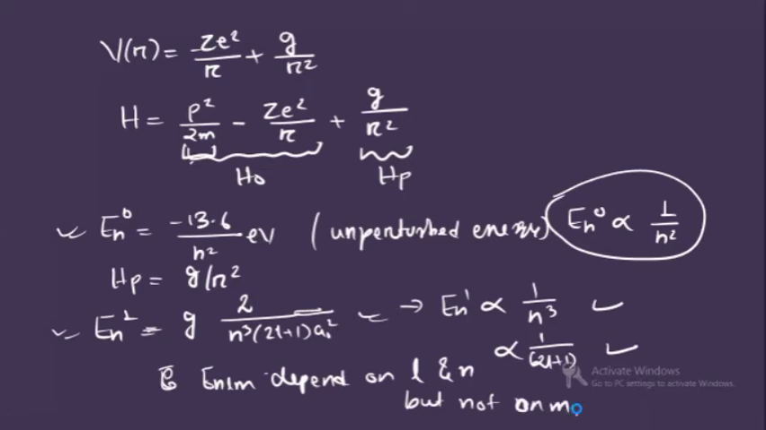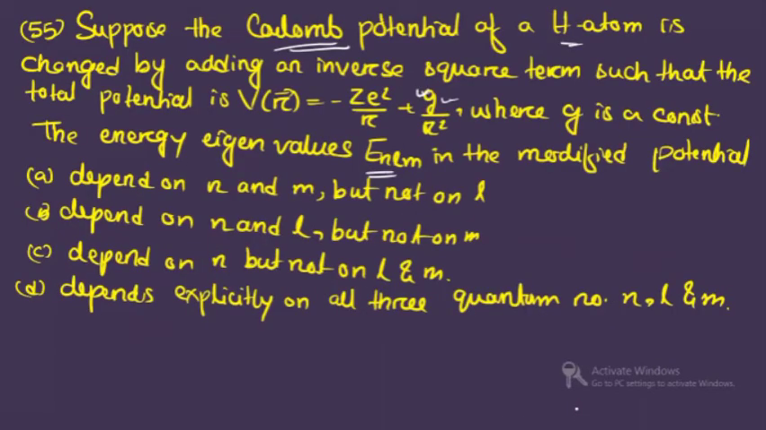So your correct answer is that the energy eigenvalues E_nlm in the modified potential, that is this potential, depend on n and l, but not on m. So the correct option is option B: n and l, but not on m.